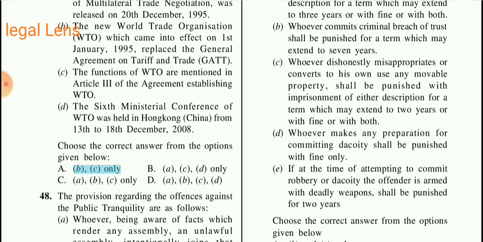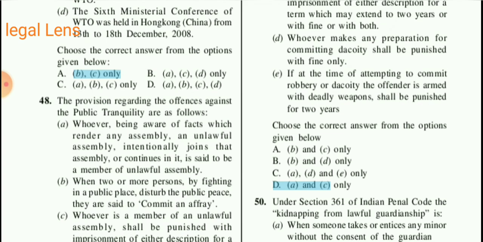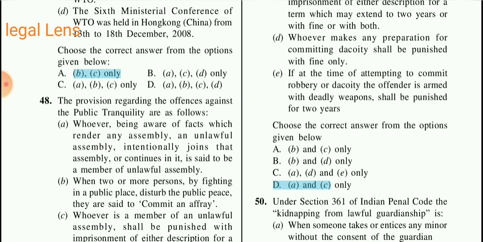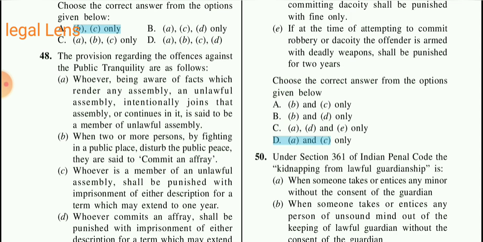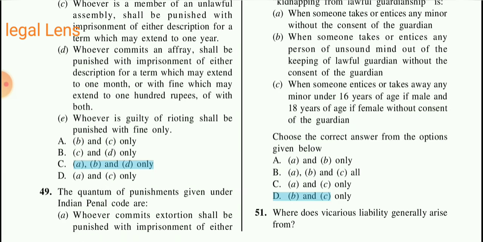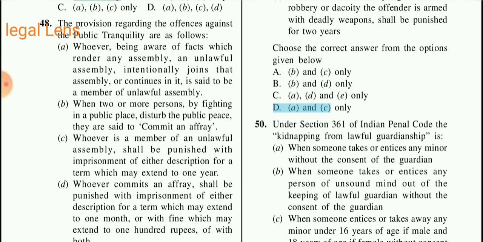So the new WTO, which came into effect on 1st of January 1995, replaced the GATT. Then the functions of WTO are mentioned in Article 3 of the Agreement establishing the WTO. Then the provisions regarding offences against public tranquility are as follows. Whoever, being aware of facts which render any assembly an unlawful assembly, intentionally joins that assembly or continues in it, is said to be a member of an unlawful assembly. This is the right one.